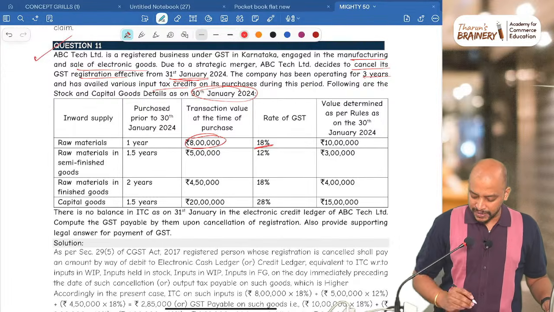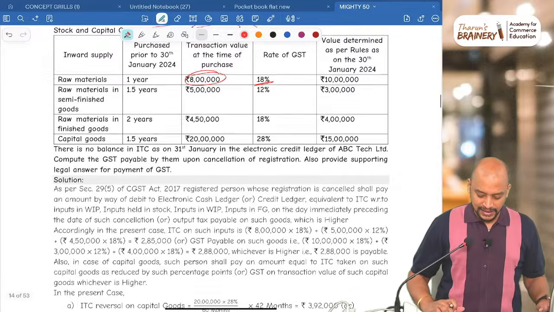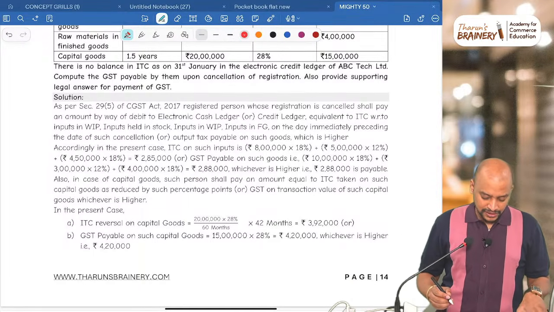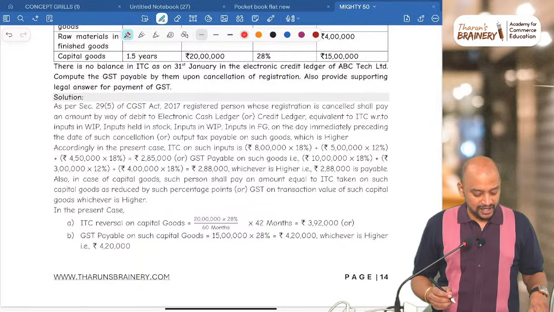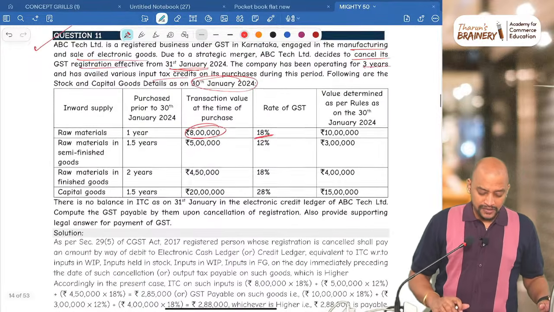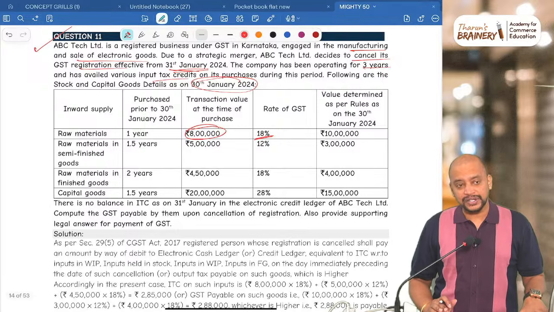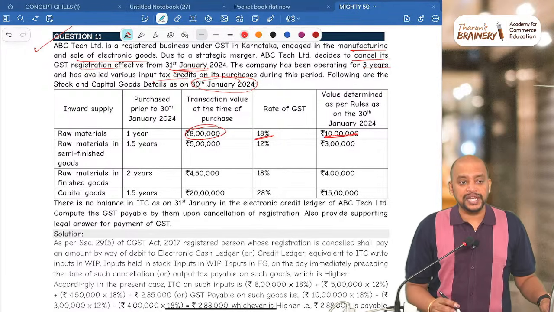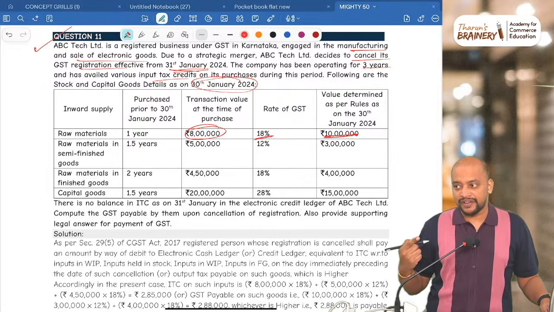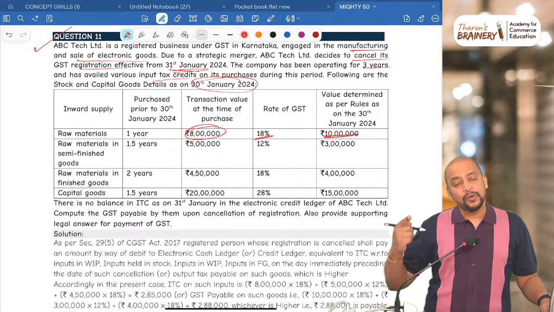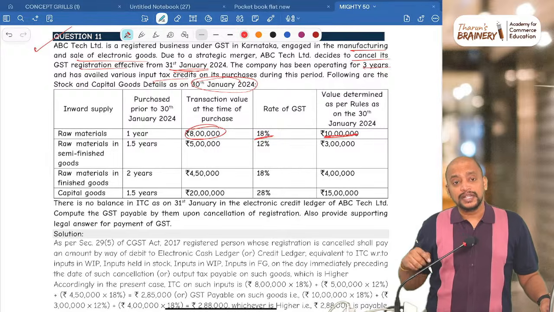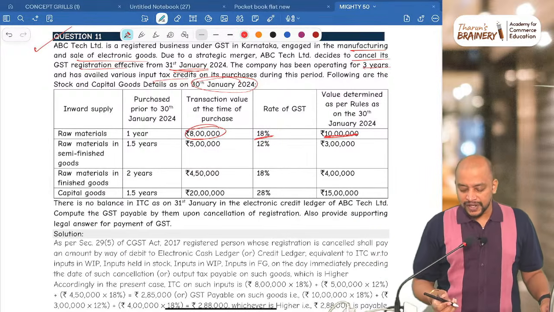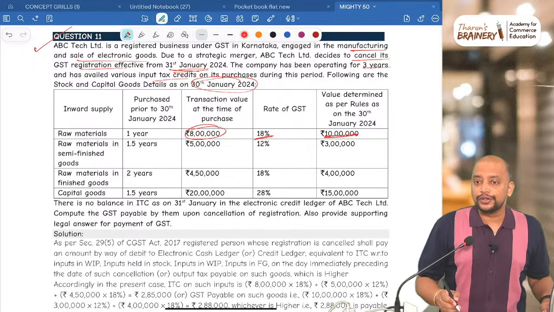8 lakhs into 18%. That is 1,44,000. Or we need to compare it with the transaction value. What is the transaction value? 10 lakhs. So 10 lakhs into 18%. Because of 29 subsection 5, we need to take first whatever is the ITC availed or the sale value of such inputs, whichever is higher. How to determine this value? As per rules. So therefore we need to do the comparison.